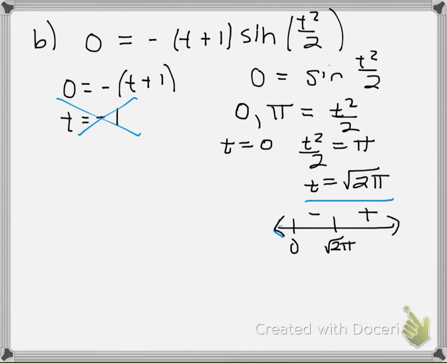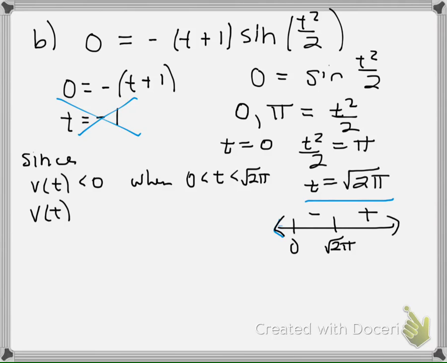So the last thing we need to do is to write a justification. So I'm going to write, since the velocity is less than 0 when t is in between 0 and square root of 2 pi, and velocity is positive when t is greater than square root of 2 pi.